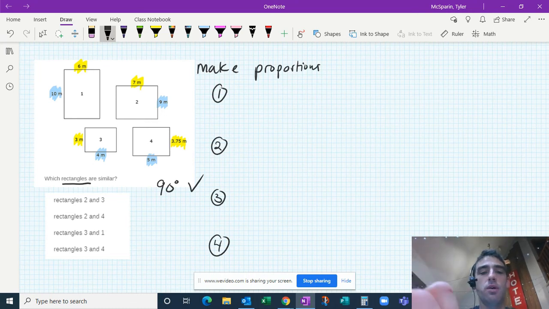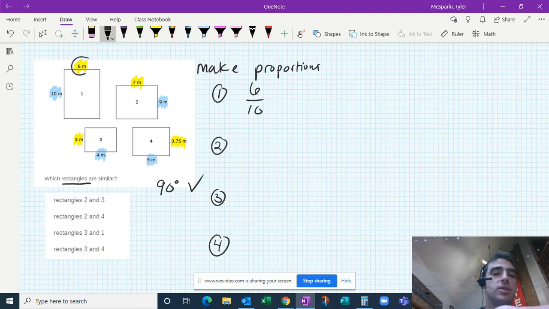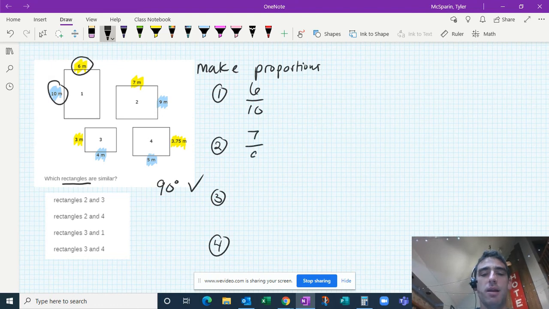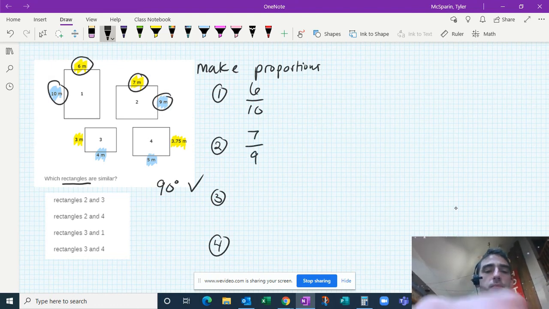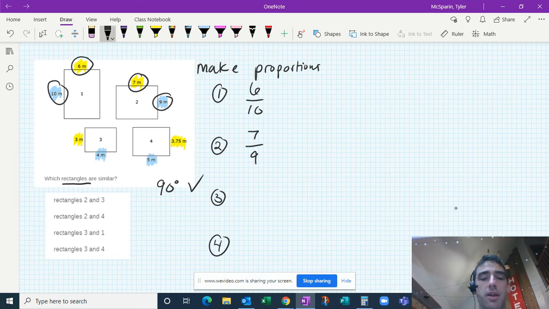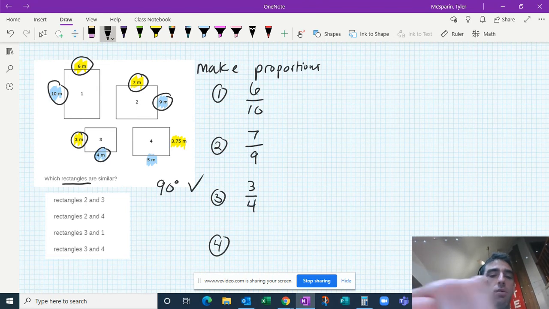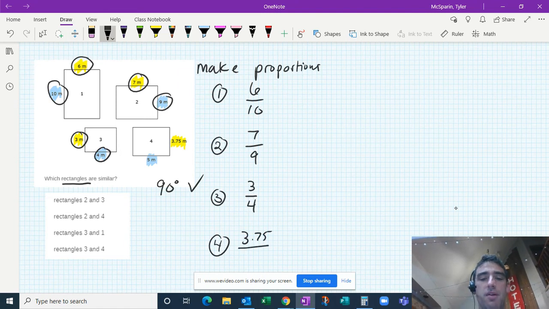I'm going to do yellow divided by blue. So that's going to be 6 divided by 10. For number 2, I'm going to go 7 divided by 9. For number 3, it's going to be 3 divided by 4. And for number 4, it's going to be 3.75 divided by 5. Cool. All right, now I've just got to grab my calculator and do all of these.